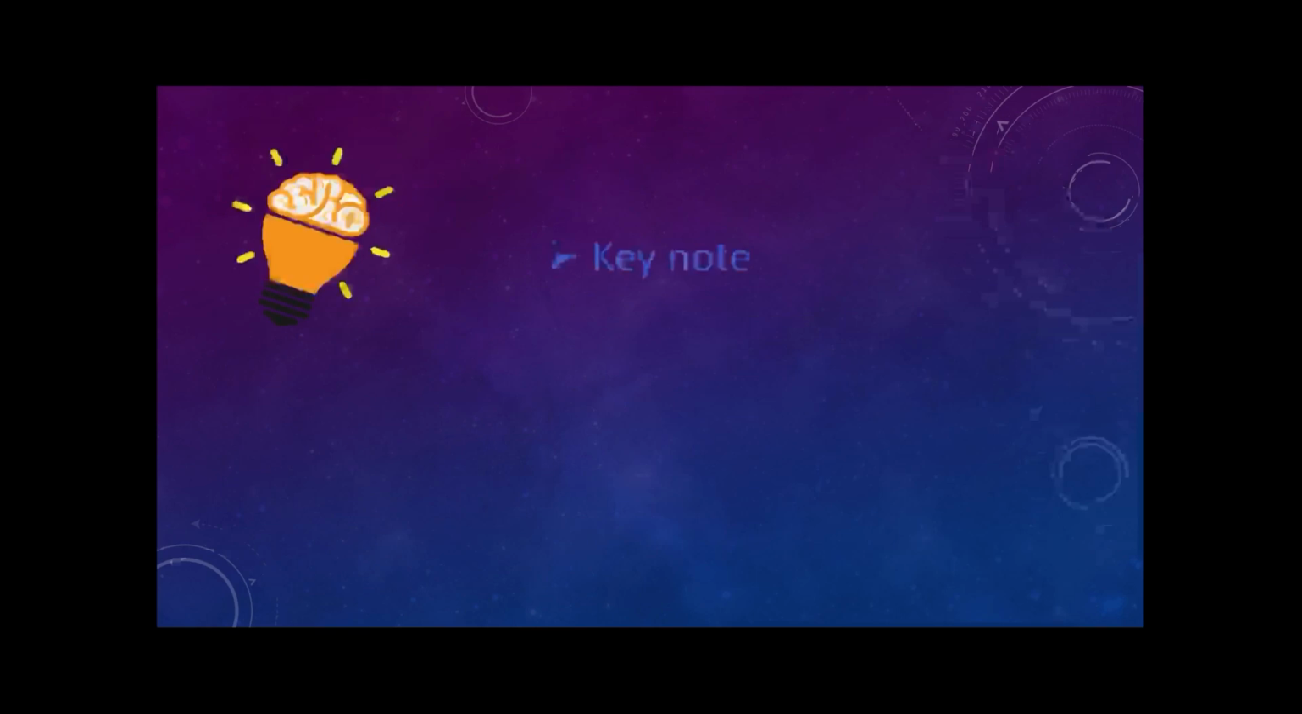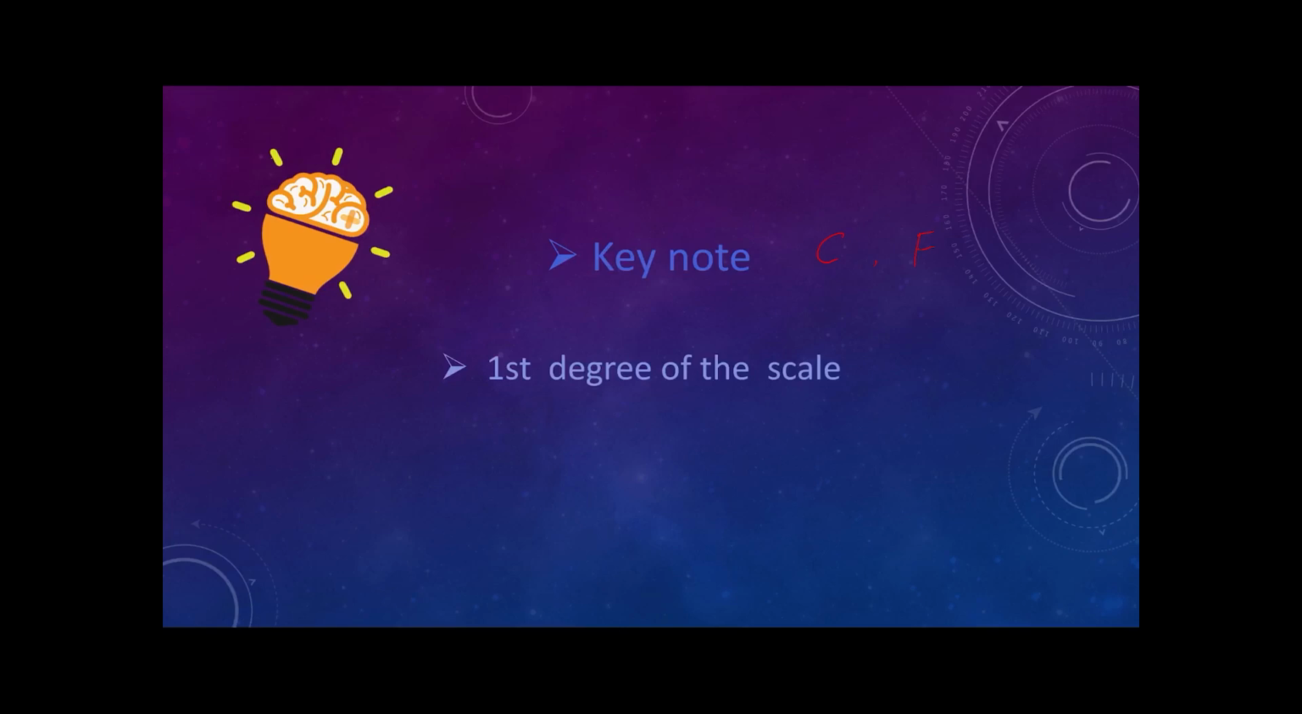There are three ways of describing the note which gives a scale its name. The first one we can describe is the key note, like C major is C, F major is F. The second, we can describe which degree of the scale it is. The last one, in a very professional way, is tonic. In this video, you only need to know that the first degree of the scale is called the tonic.